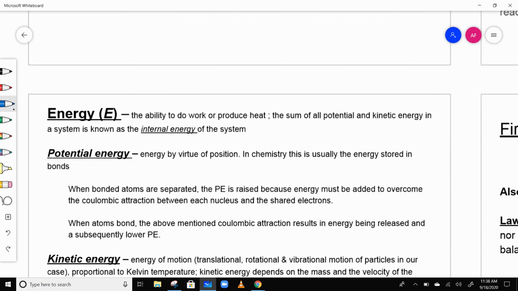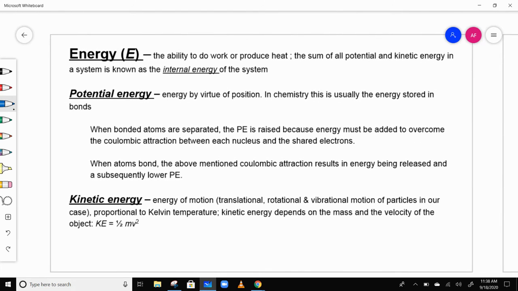Okay. A couple things. Energy is the ability to do work or produce heat. It's equal to the kinetic energy plus the potential energy in the internal energy of the system. Potential energy is energy by position. Usually when we're talking about potential energy in chemistry, we're talking about chemical bonds, and the energy is related to the Coulombic attraction. We'll talk more about Coulombic attraction later on when we talk about bonding, but it's really important when we're talking about the bond energy.